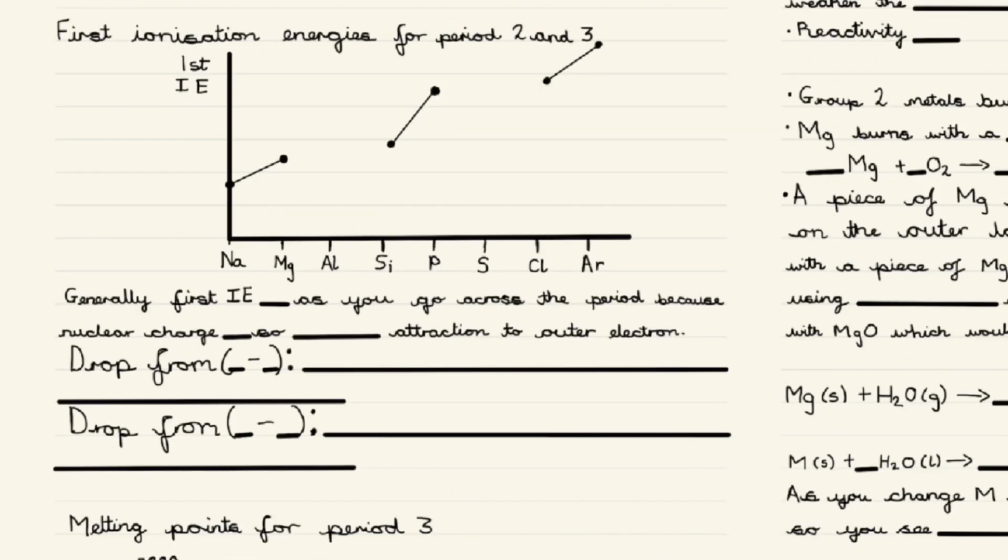For the first ionization energies for period 2 and 3, you need to know the general trend and also the dips. So the general trend, as you can see, is that there's an increase generally. However, there are a few dips that you need to be aware of. So the dip for period 2 is between magnesium and aluminium. So that dip is right around here. And then it's also for sulfur, somewhere around here. So then the final graph looks like this.